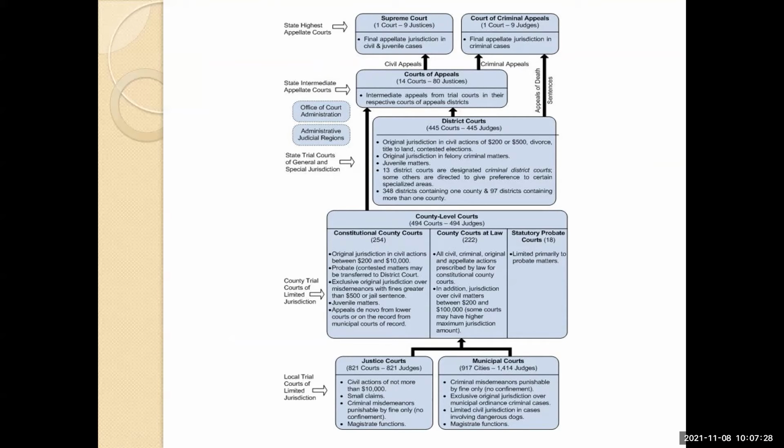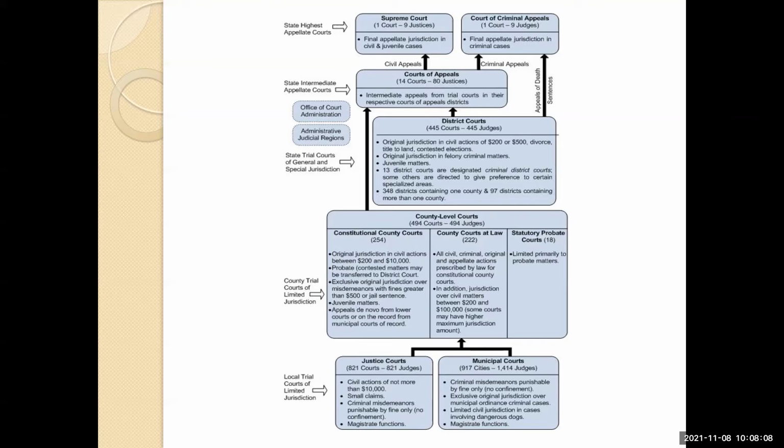The slide that's in front of you now is the slide that shows the courts of Texas, what their jurisdictions are, what the limitations on those jurisdictions are, whether they're original or appellate, concurrent or exclusive, and how a case would be appealed from a court of original jurisdiction to an appellate court, or maybe from one appellate court to another higher level of appellate court.